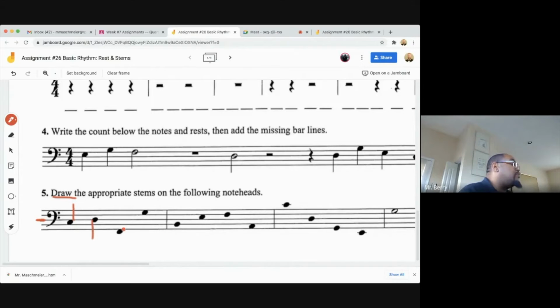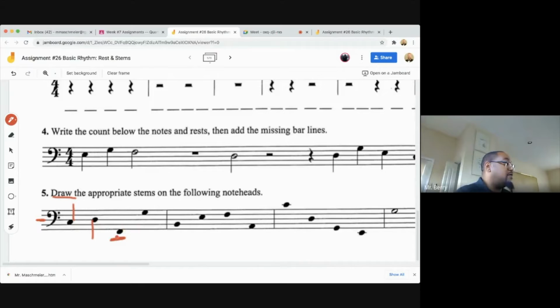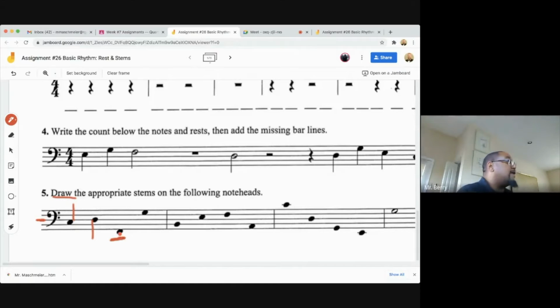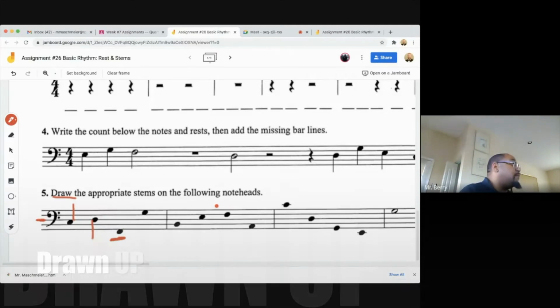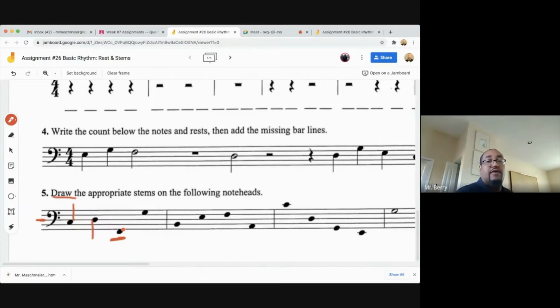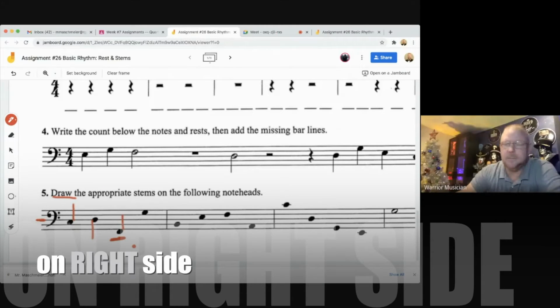Someone tell me where are we going to draw that stem? Anyone? Where do we draw the stem? Is it going up? Is it going down? Is it on the left? Is it on the right? Down. Okay, no, it's not going down. And Mr. Brown, you're correct. It is going up. But if it's going up, what side of the note head are we drawing the stem on? The left or the right? Right. The right. Good. We're going to draw the right, most definitely.